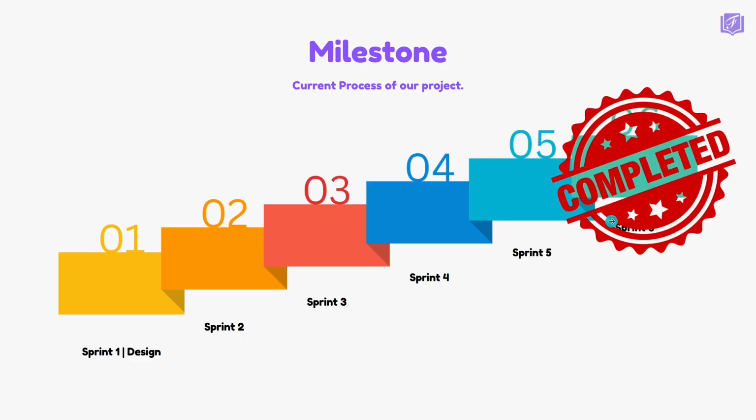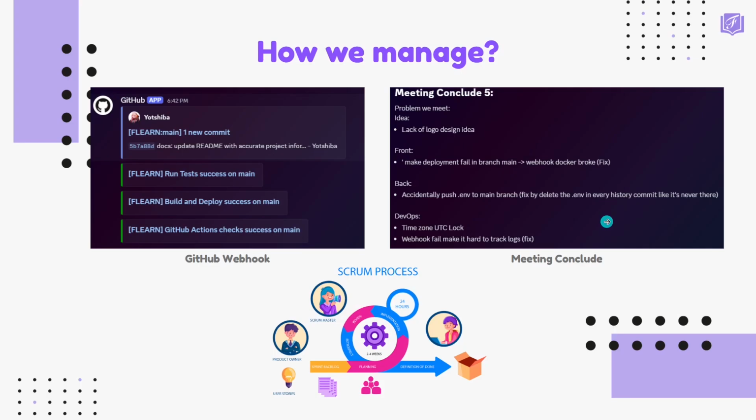Okay, so let's start with how we manage our team. Firstly, we manage with the Scrum methodology, where we create a user story, and then for each story we create the tasks for each feature. Secondly, we use a GitHub webhook to check whether someone creates a commit or branch, so it alerts in our Discord server. And lastly, the meeting conclusions, so that we know what happened in every meeting, the ideas we got from that meeting, and what might change in the future.